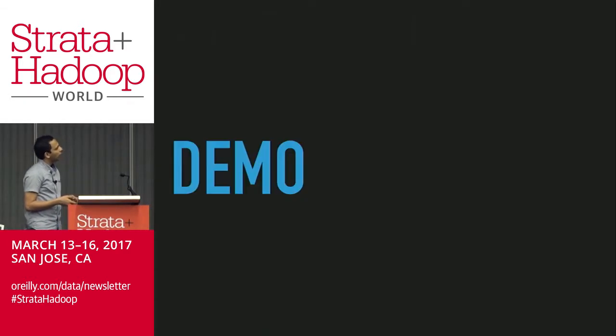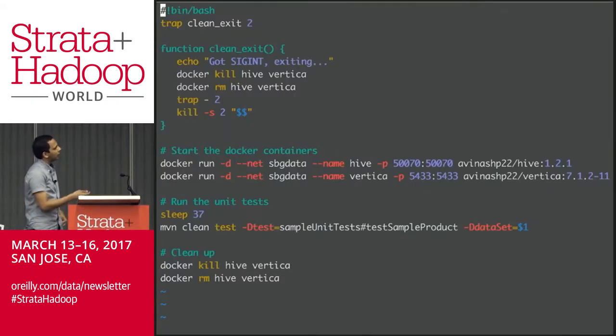So now we come to the demo part of the presentation. Here is just a simple shell wrapper script where I'm running the Hive and the Vertica containers together. If you see, I'm not actually using Docker Compose. I'm using 2 Docker run commands just so that I can show you what Docker Compose does, which is similar to what Docker run is doing.